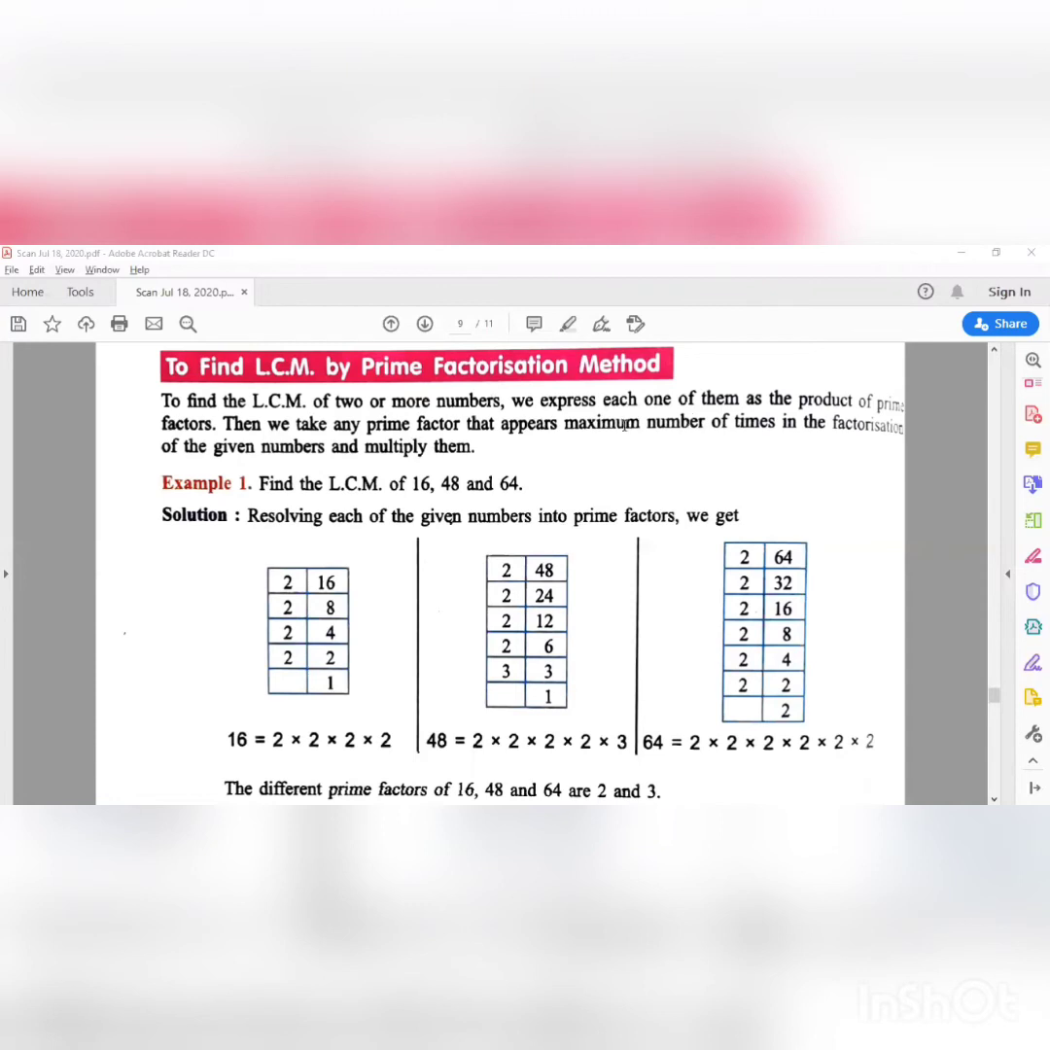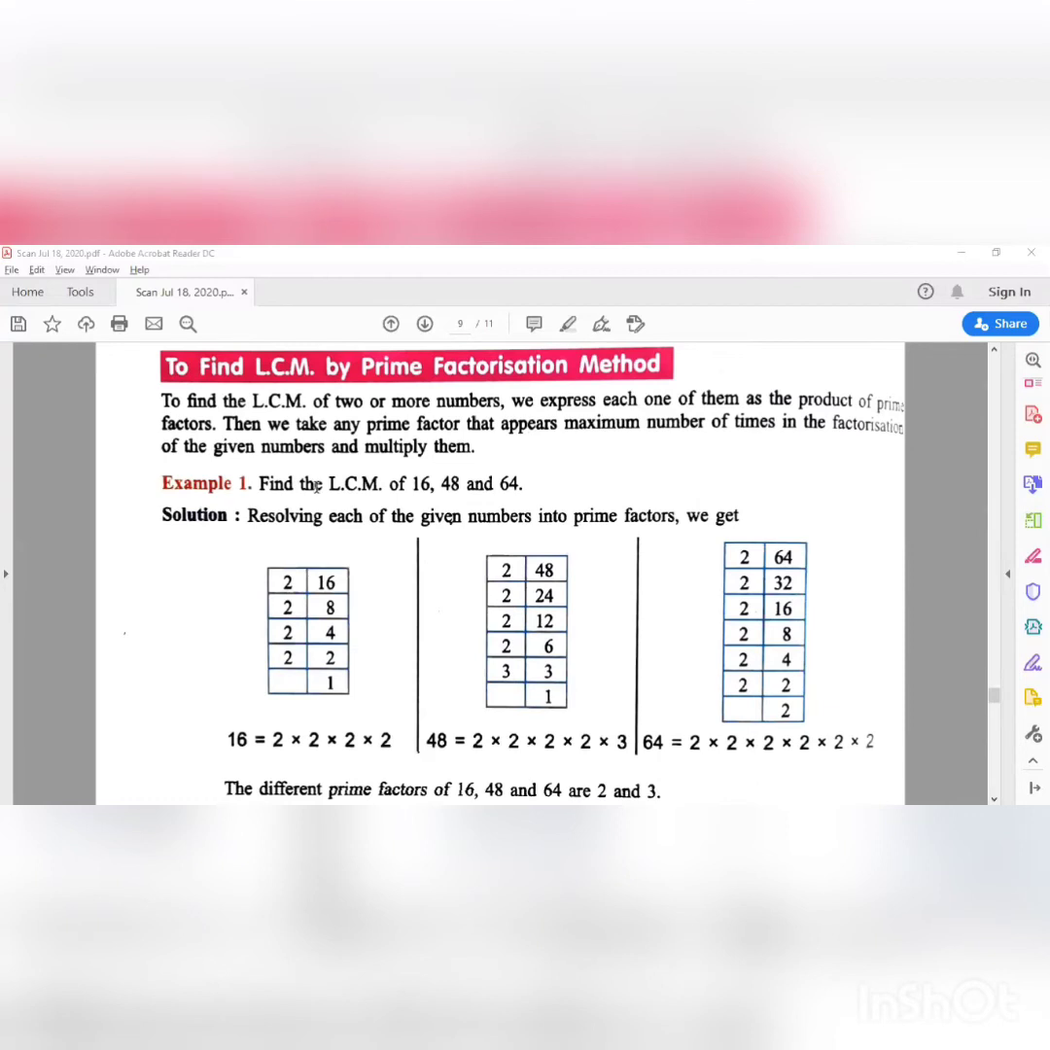First step is we have to express it as the product of prime factors. The second step we have to do is take out the number that is appearing the maximum number of times in the factorization. And then what is the last step? We have to multiply the numbers. So let us see the example.